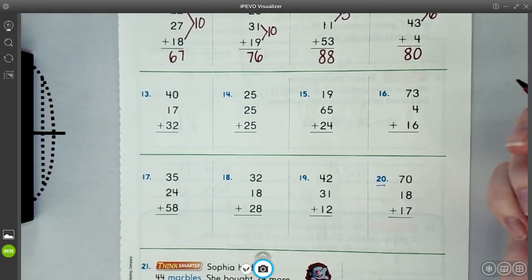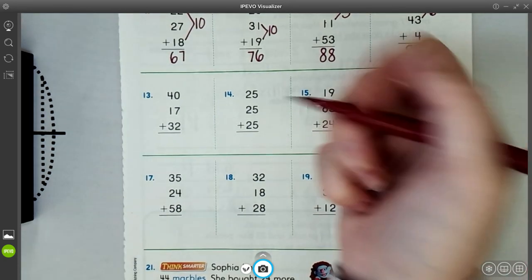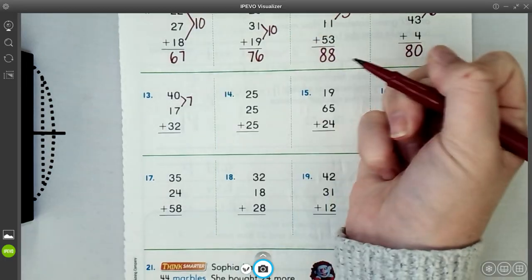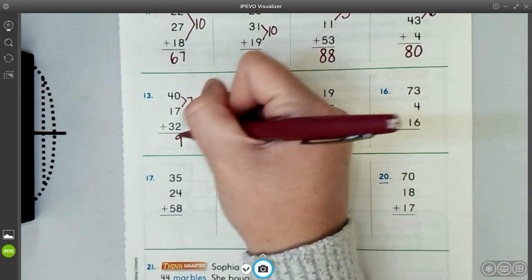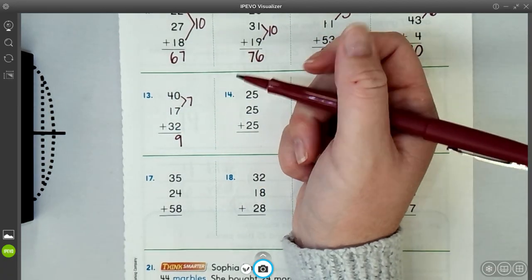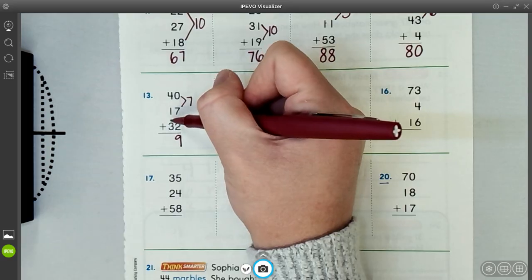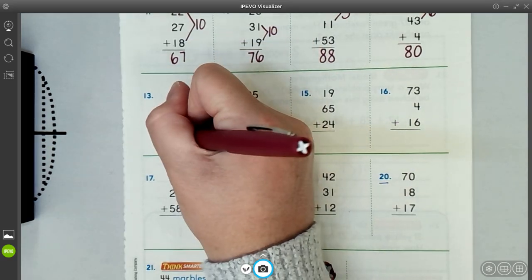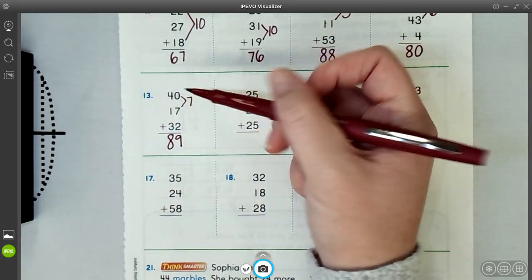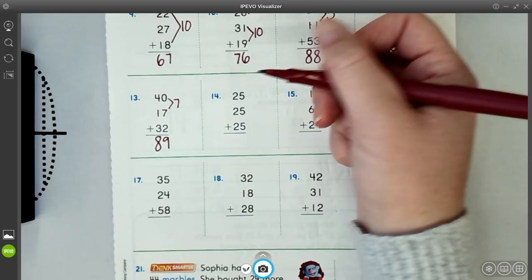Number 13, 40 plus 17 plus 32. Well, 0 plus 7 just equals 7. Plus 2 equals 9. So I have 9 ones, which means I don't have anything to regroup. Now I can add my tens. 4 plus 1 plus 3. 4 plus 1 equals 5, plus 3 more equals 8. So 40 plus 17 plus 32 equals 89.